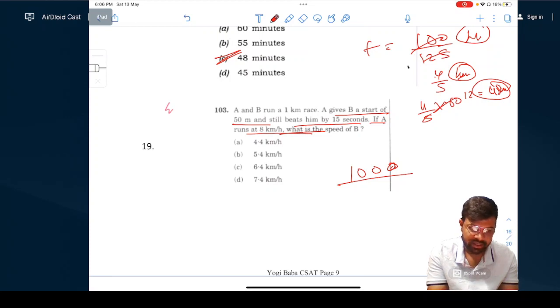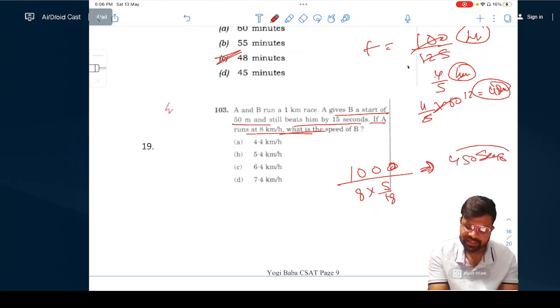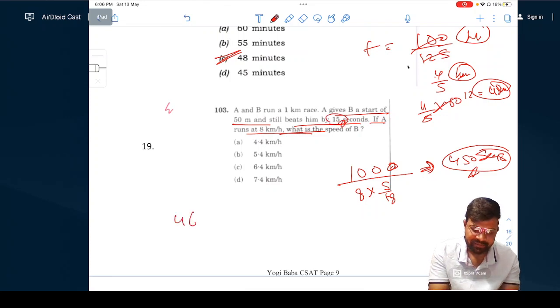Speed is basically 8 into 5 by 18, 8 km per hour and 5 by 18. So the time taken by A is 450 seconds. And A is giving a start of 15 seconds, which means the time taken by B is 465 seconds. So 465 is the time for a distance of 950 meters.